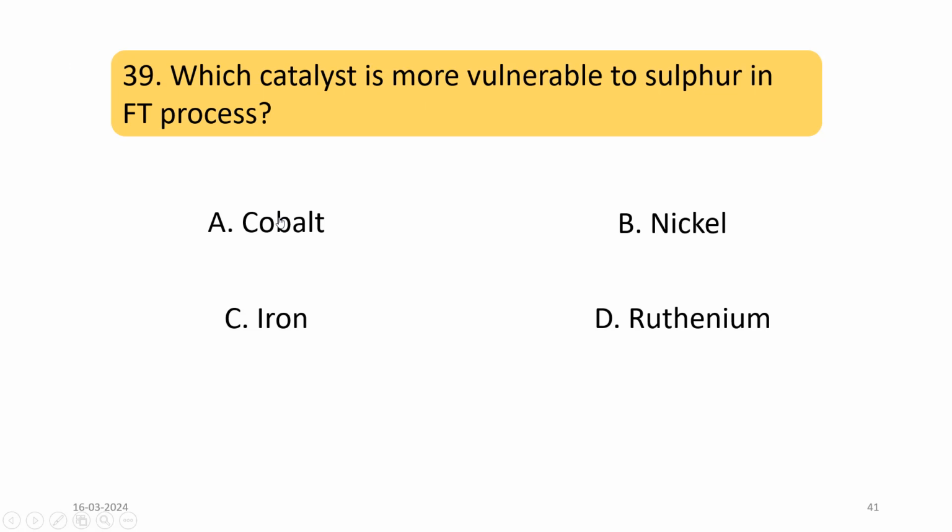Next question: which catalyst is more vulnerable to sulfur in FT process? There are two disadvantages of these catalysts: carbon deposition can happen and sulfur in the syngas can be present. These two things can damage the catalyst utilized in the FT process. Iron is more vulnerable to carbon deposition, and cobalt is more vulnerable to sulfur. If a higher amount of sulfur is present as a contaminant in the syngas, it will damage the cobalt efficiency. So the right answer is cobalt.